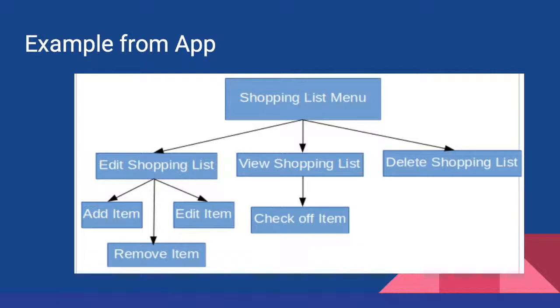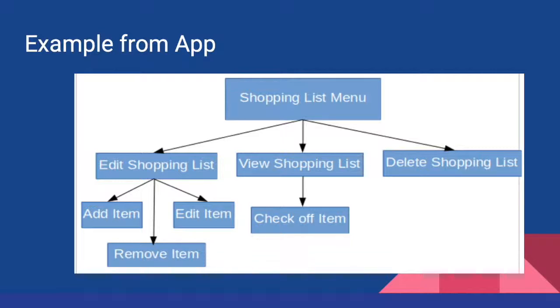Our group chose to demonstrate the structure chart using the shopping list entity in our meal planning app. The shopping list, we thought, would start with a menu. And that menu would contain possibly three options, such as edit a shopping list, view a shopping list, or delete a shopping list. When the delete shopping list is called, it would simply remove that shopping list from the database and then do any other cleanup work that it needs to.